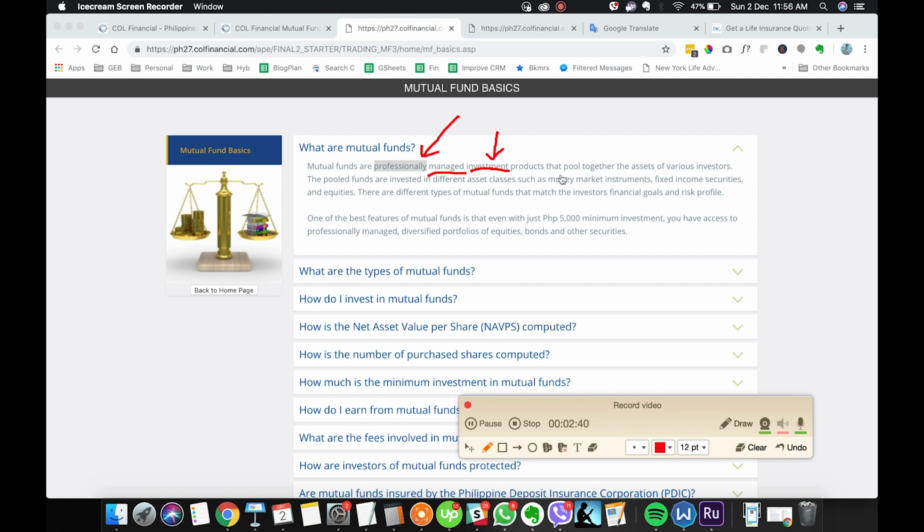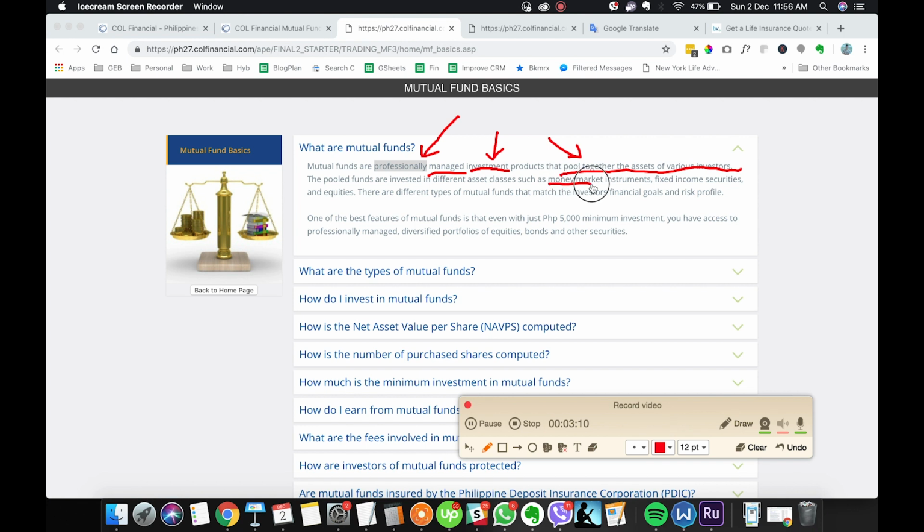Then, they pool together the assets of various investors, which is cash. That's why it's called mutual funds, because you all become one, you are pooled together and placed in one instrument, which is called a mutual fund instrument. The pooled funds are invested in different asset classes such as money market funds, fixed income securities, and equities, etc.